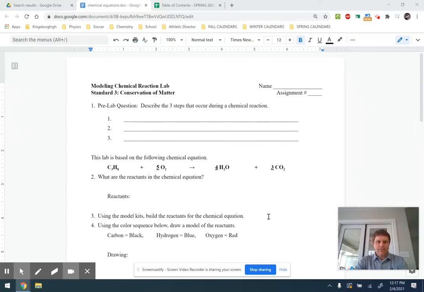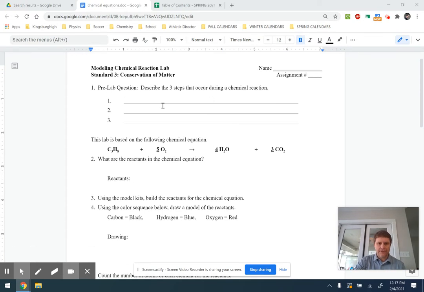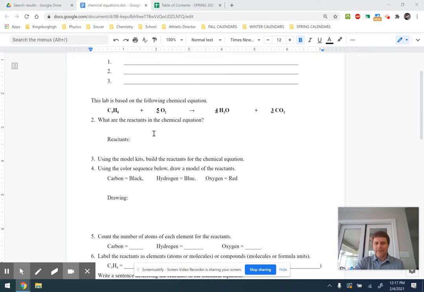For the modeling chemical reaction lab that we're going to be doing today, what I want to point out to you is that this first side deals with just the reactants. So for instance, on number 2, notice the question, what are the reactants in this chemical equation? Well, you only need to worry about C3H8, that's one of the reactants, and 5 O2s, that's the other reactant.